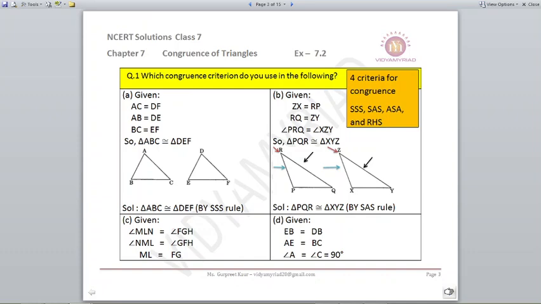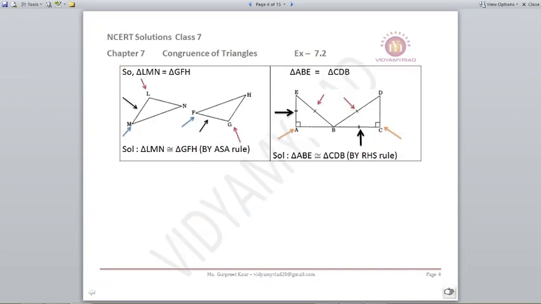B part. In B part, you have two sides and there is one angle included between them, angle R and angle Z. So by seeing that, the criterion holds true for SAS. C part. In this, if you see, there are two angles and one side. If you look at the figure, M and L, there is a side included, ML, which means it is the ASA criterion. And in the last part, if you look at the figure, there is a 90 degree angle, there is one hypotenuse, and there is one side. So whenever you have 90 degrees and a hypotenuse, you will use the criterion of RHS.